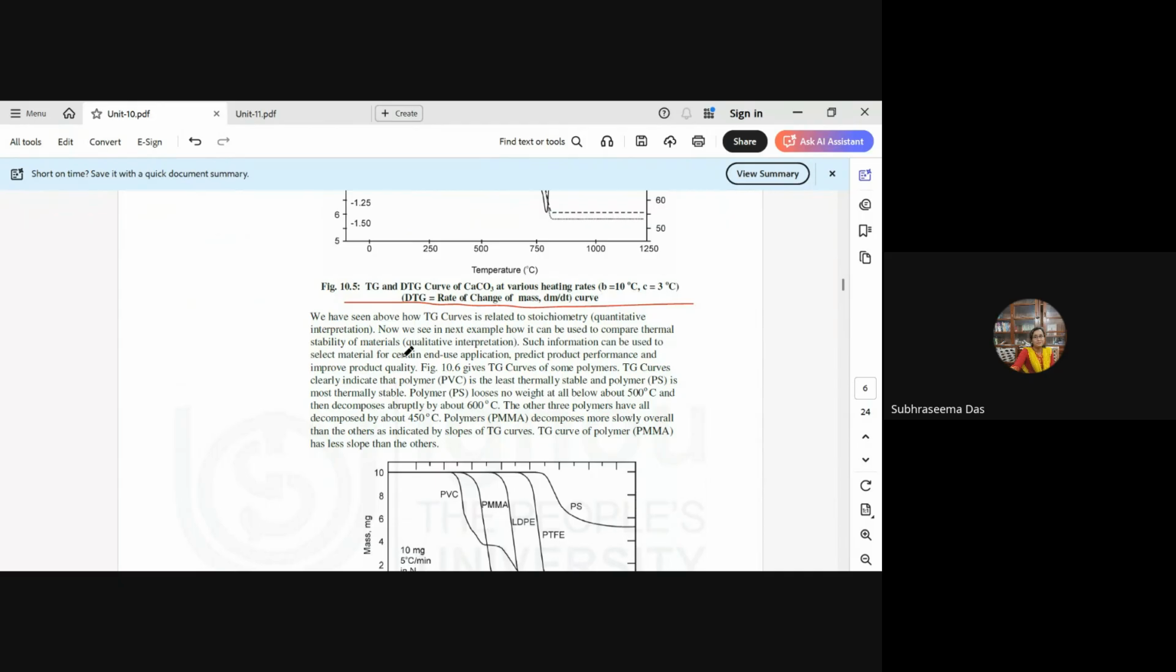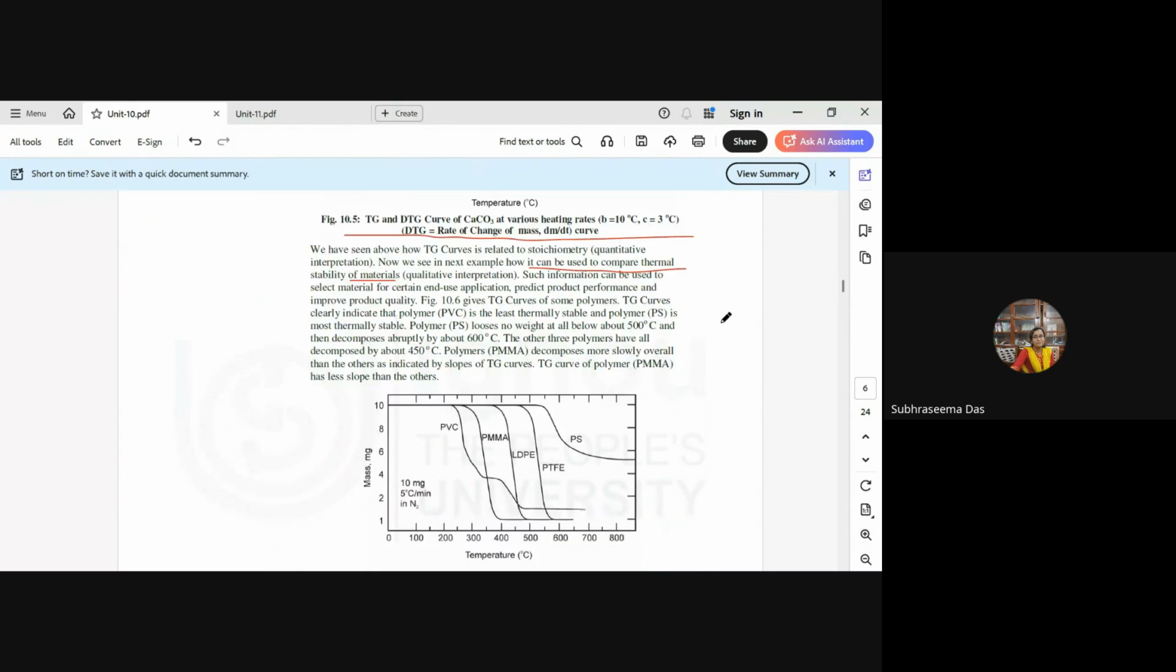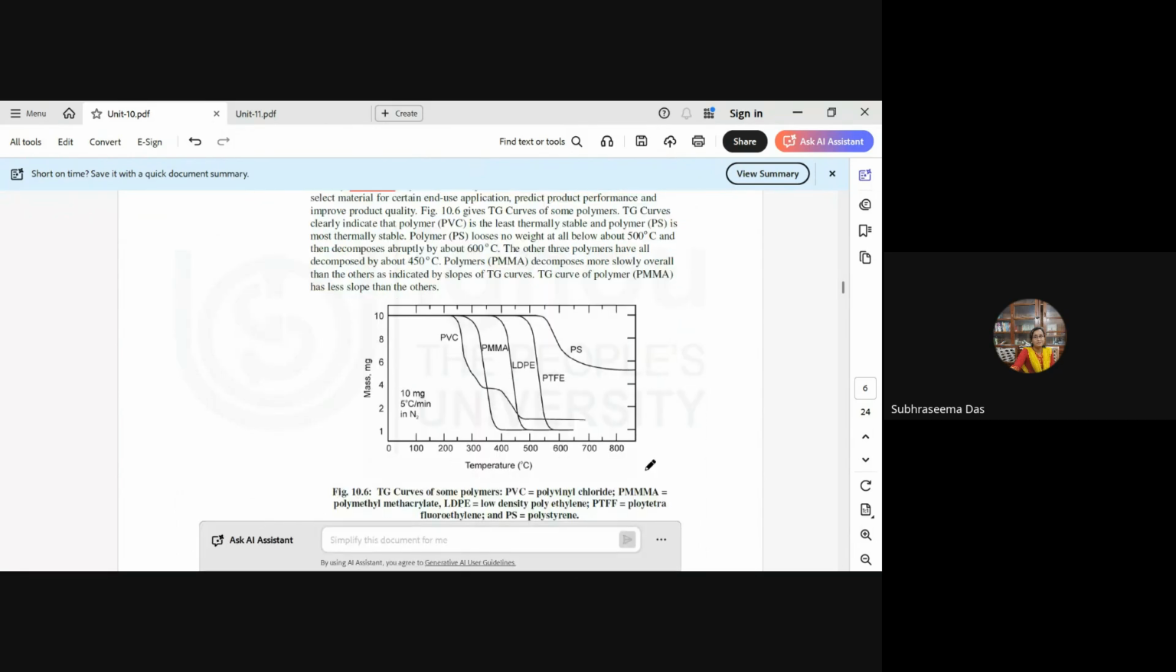Now in this second example we will see how TG can be used to compare the thermal stability of different materials. Such information is very useful because if we have a series of compounds and we want to study their thermal stability, then TGA is a very good instrument, because it will not only tell us about the decomposition temperature, but also give us the thermal stability of the different materials we have taken. So how is this done? An example is given in figure 10.6.